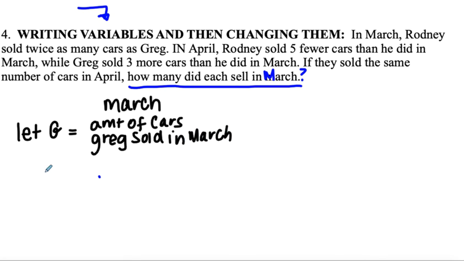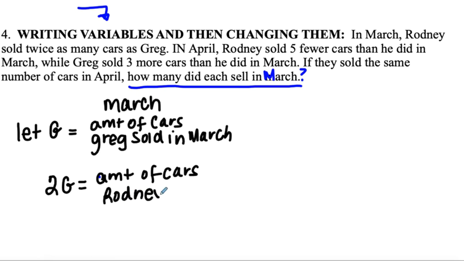And Rodney sold twice as many. So 2G, that's Rodney in terms of Greg. 2G would be the amount of cars Rodney sold in March. But now I have to do something to that. I have to change those because more information is based on what happened in April. So in April, Rodney sold 5 fewer cars than he did in March.